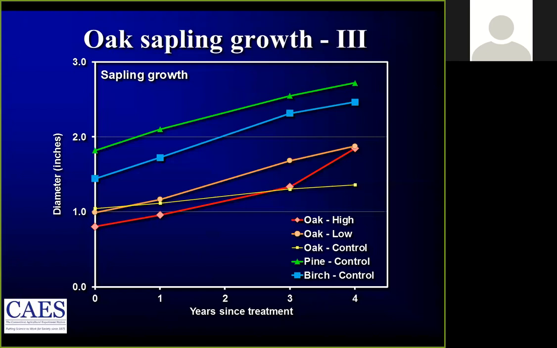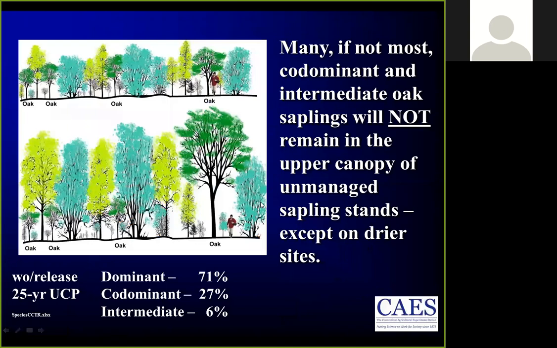So you're going to be losing that oak if maintaining oak on the site is one of the things you wanted to do. If you want to get back oak, you're really going to have to give it a second release, because one of the things we found is that oak that's not at the same height, not either dominant or codominant with the other saplings, when that stand canopy closes, are just not going to remain in the upper canopy over the next 25 years.